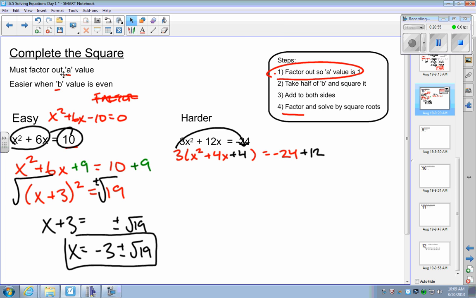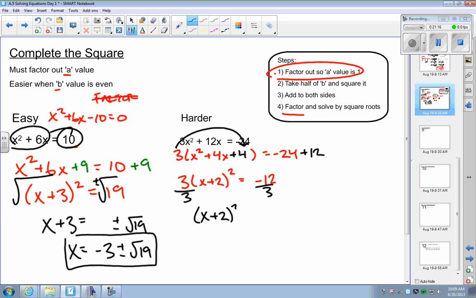That's what makes it a little bit more difficult. Now when you factor, again, it's always going to be half the b quantity squared. Don't forget about the 3. And this equals negative 12. Now you're right into a square root method problem, but you've got to take care of this 3 first. Now we square root, making sure we do the plus minus.